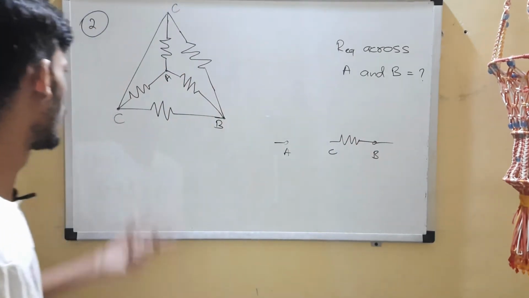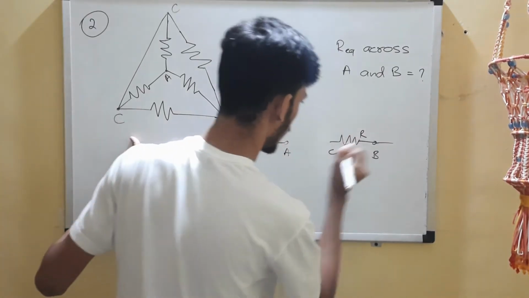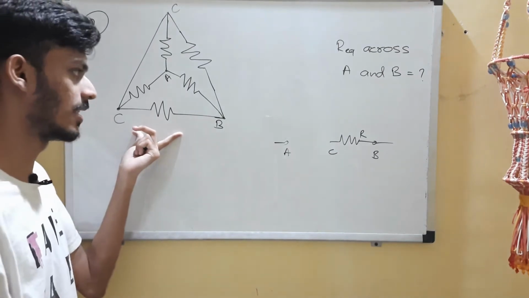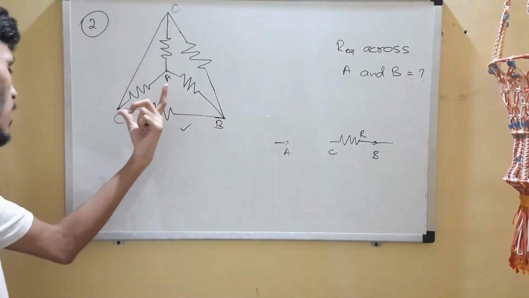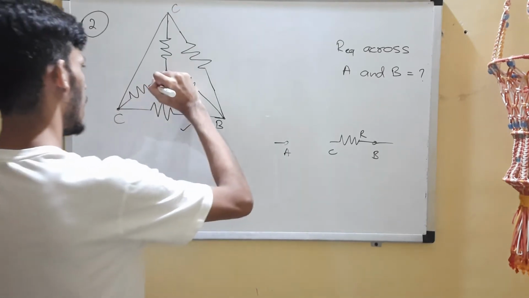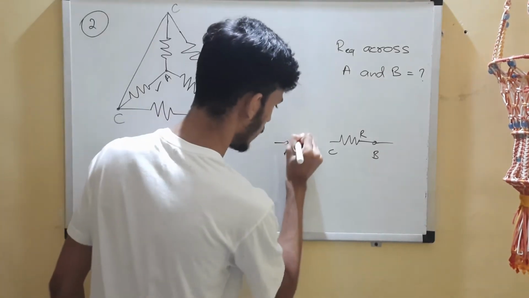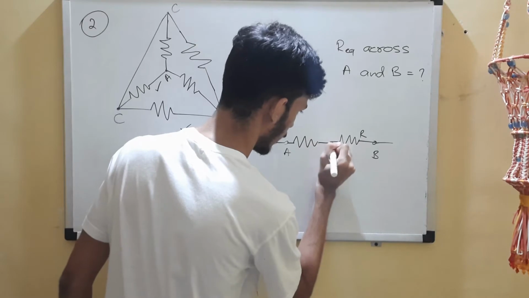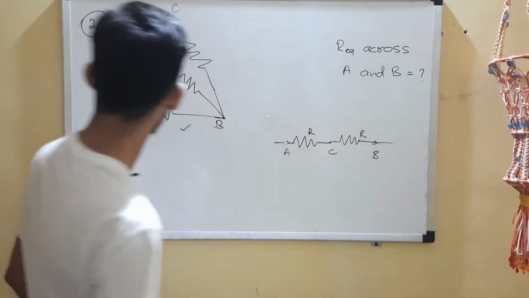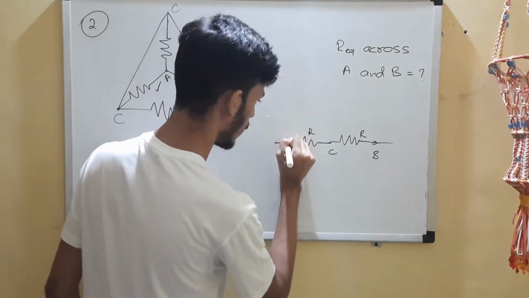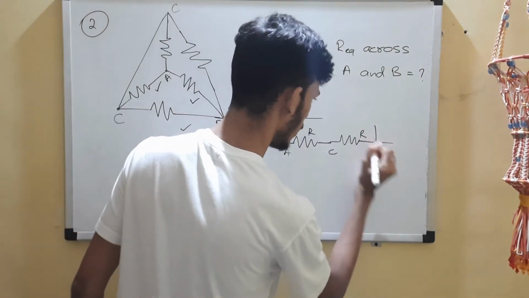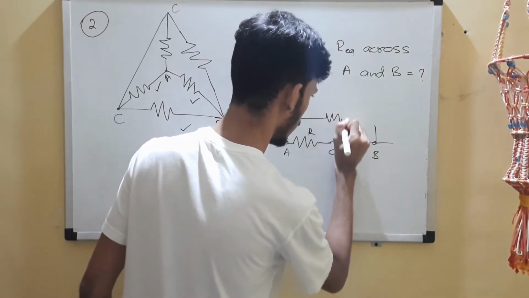This has a resistance R. Each of them has a resistance R. So this is between B and C. This one is done. If you see, this one is between A and C, so let's draw it between A and C. Now this one is between A and B, from here till here.